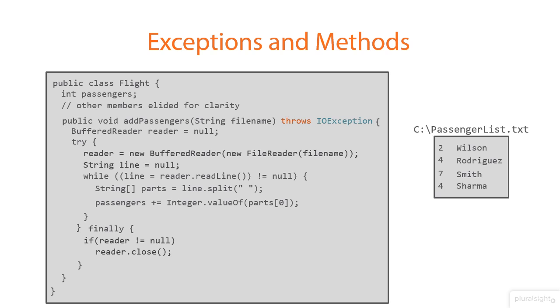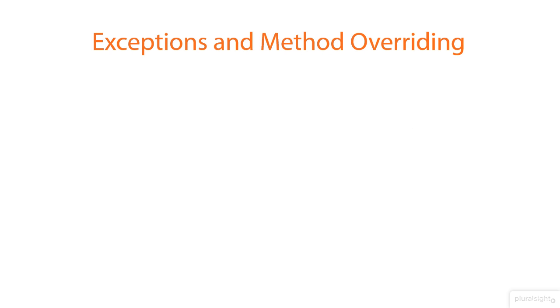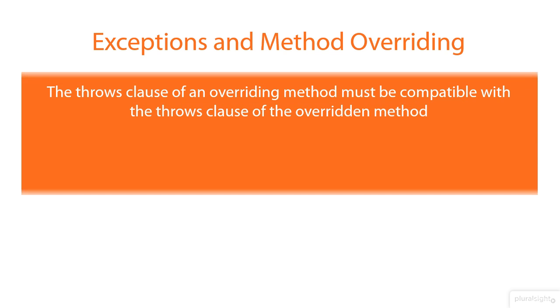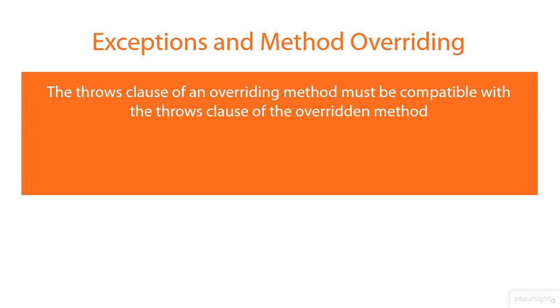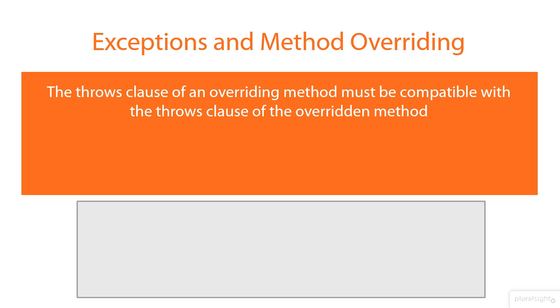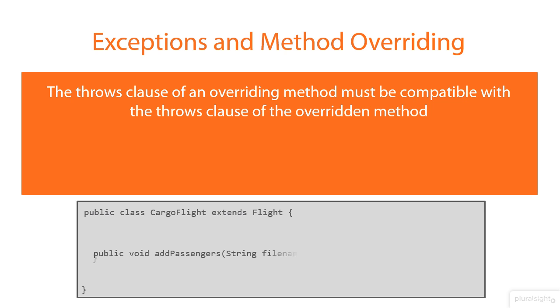Now, since exceptions are part of a method's contract, how does that work when one class overrides a method from another class? Well, when you override a method, the throws clause of the overriding method must be compatible with the throws clause of the method being overridden. So say, for example, we have our CargoFlight class that extends Flight, and it wants to override that new addPassengers method we just put in there. Well, it needs to be compatible with the throws clause of Flight's implementation of addPassengers.